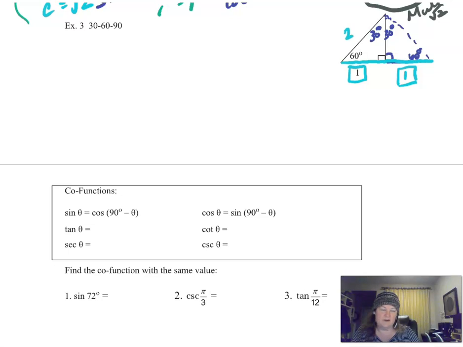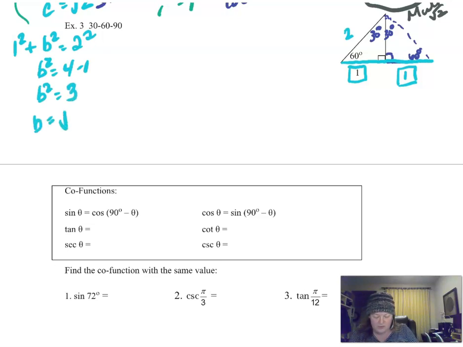Now I could use the Pythagorean theorem and figure out what that missing side is. So we're going to go do that. In this left side triangle that was originally there, I have 1 squared plus b squared equals 2 squared, right? Because the hypotenuse is the 2. So this is going to turn into b squared equals 4 minus 1. b squared is 3. b is square root of 3. So I now know that the height of this triangle is square root of 3.